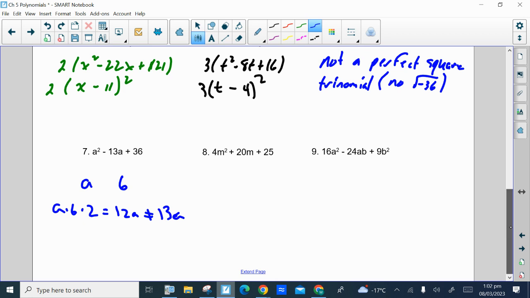But it doesn't mean it can't be factored. It's just not a perfect square trinomial. And in fact, this one can be factored.